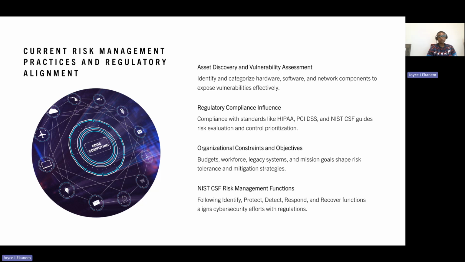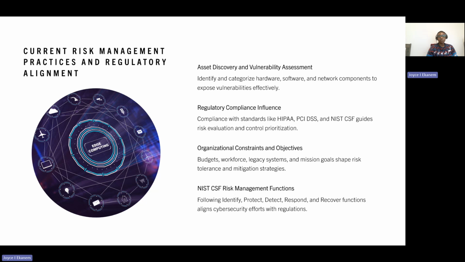Effective risk management practices commonly begin with comprehensive asset discovery, where the organization identifies and categorizes hardware, software, data repositories, and network components. Once assets are inventoried, threat modeling and vulnerability assessment help highlight weaknesses that adversaries may exploit, ranging from misconfigurations and unpatched systems to inadequate access controls or flawed development practices.